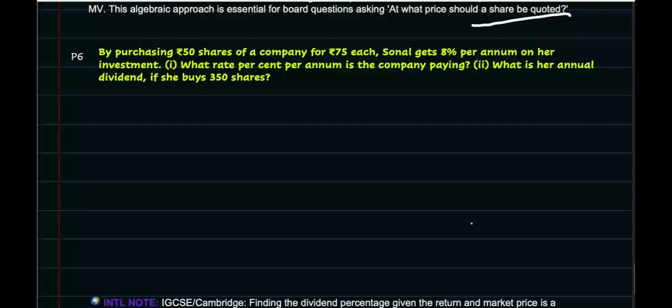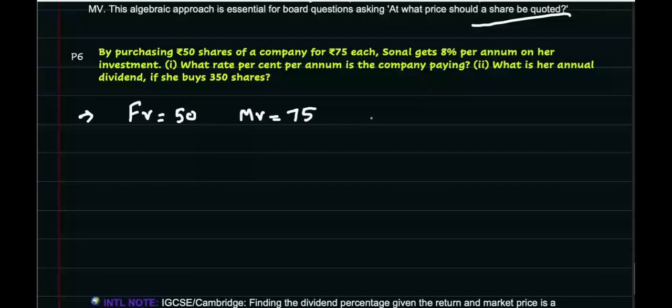By purchasing 50 shares of a company, 75 each, Sonal gets 8% per annum on her investment. What rate percent per annum is the company paying? What is her annual dividend if she buys 350 shares? So here, you know very well that face value is rupees how much? 50. Market value is how much? 75. 8% per annum on her investment.